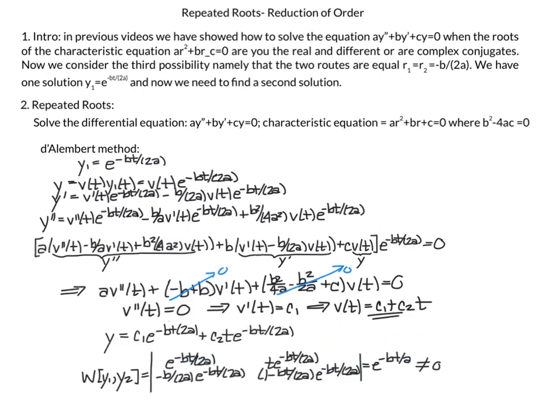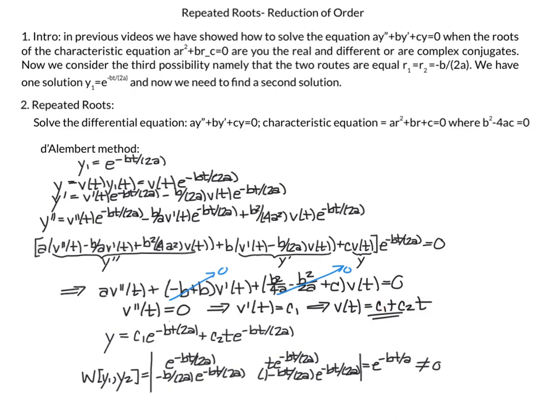And once you have everything canceling out, you have a times v double prime equals 0. Well, a is not equal to 0 because otherwise you'd have a first order linear equation. So it must be v double prime is equal to 0. Again, if you integrate, then that means v prime of t is equal to c1, and v of t is equal to c1 plus c2 times t. So our general solution is going to be c1 e to the minus bt over 2a, that's our first solution that we had before, plus our new solution.